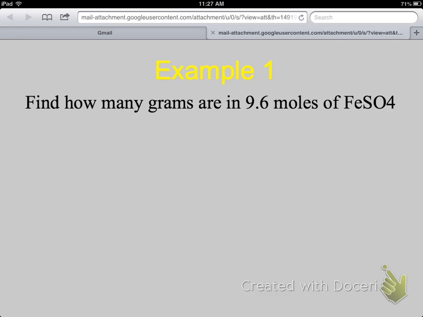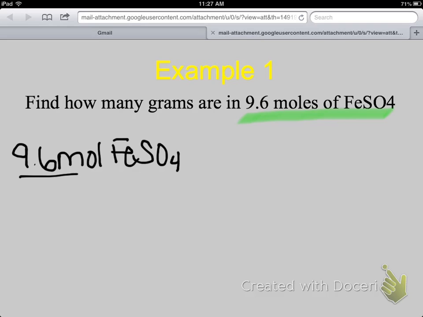So our first example that I want to do is I want to convert from 9.6 moles of iron sulfate, so FeSO4, and I want to figure out how many grams that is. So I'm going to start setting up my conversion factor. I'm going to take what's given here. So 9.6 moles, so MOL is our abbreviation for moles, FeSO4. Take what's given, put it over 1. Once again, very, very important that you are including what I'm talking about. I'm talking about moles of iron sulfate in this case.